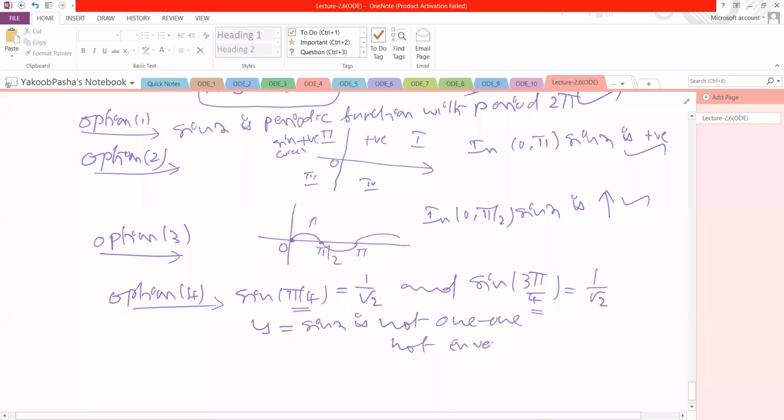Invertible needs one-one and onto. So this is the wrong option. So our response is option 4 is the right option.